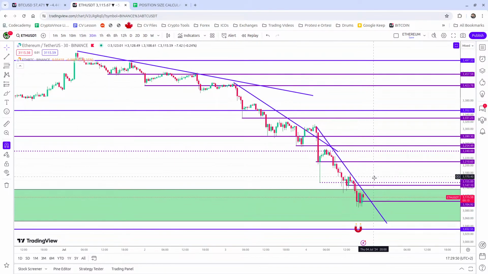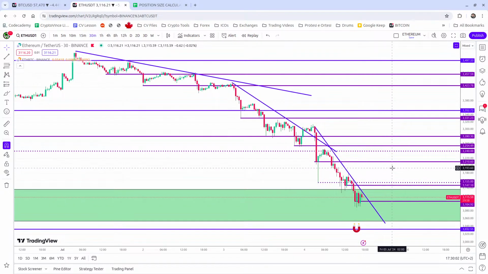We need to have some confirmation of breakout of the trend line, breakout of resistance in order to turn bullish here. Otherwise, why be bullish? Let's just keep shorting, man.